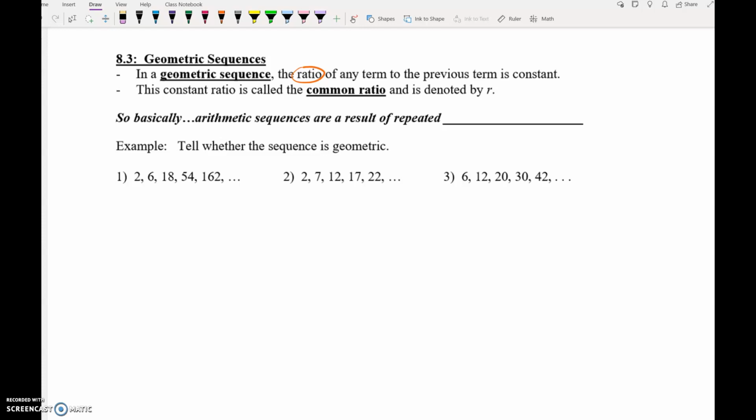Oh, hey, I forgot to change the word in here, didn't I? I copied and pasted in the notes and made a mistake. So cross out the word arithmetic and write in the word geometric. Geometric sequences are a result of repeated multiplication.